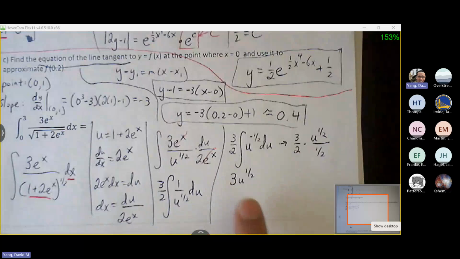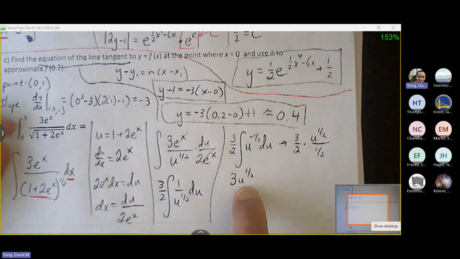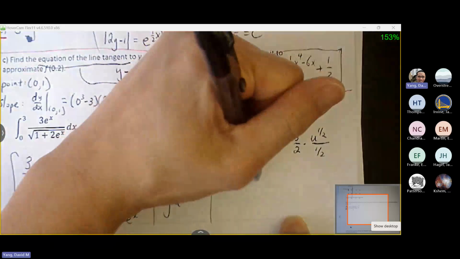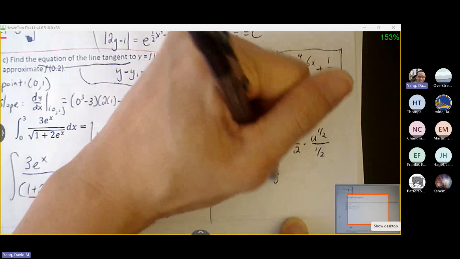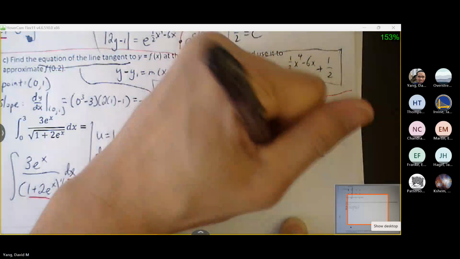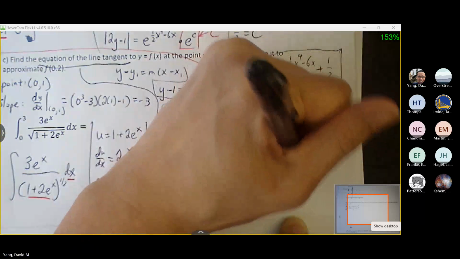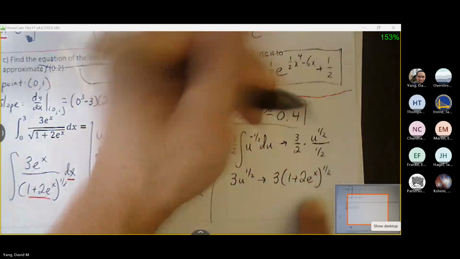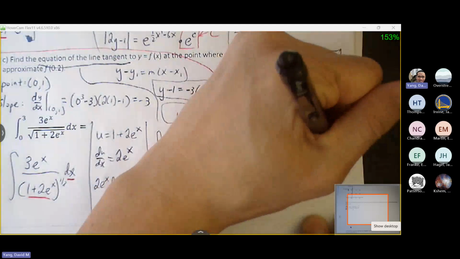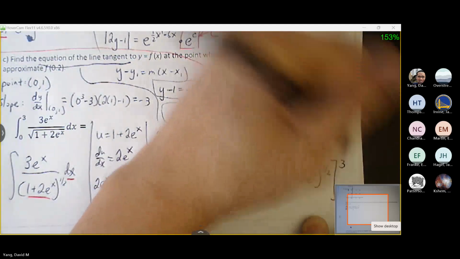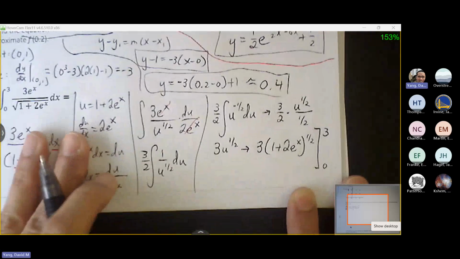Again, we have to be careful that this u is not quite compatible with the 0 and 3. Let's bring back our original variable x. Now that your x's are back, you can think about the 3 and 0.